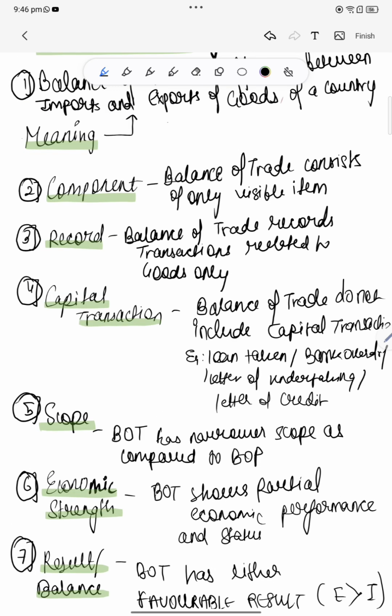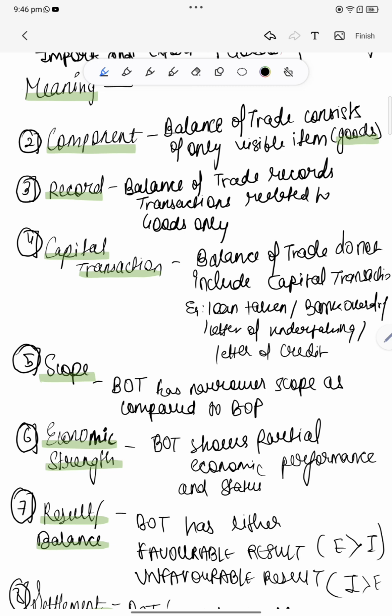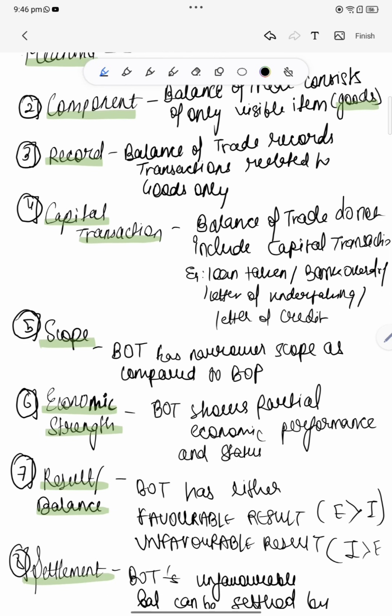Then comes component. Balance of trade only includes visible items, that means goods. It only contains goods. It doesn't take into account services. Then capital transaction. Capital transactions are transactions in which exchange of capital, money takes place, in the sense of lending services or borrowing services, for example, loan taken, cash credit taken, bank overdraft, letter of credit, letter of undertaking. All this doesn't come in balance of trade.